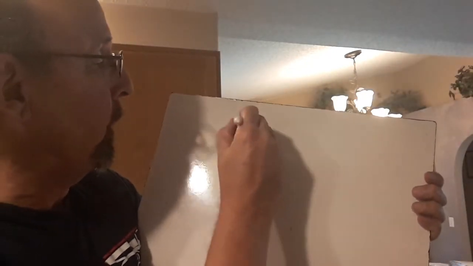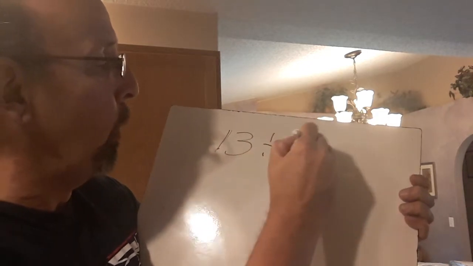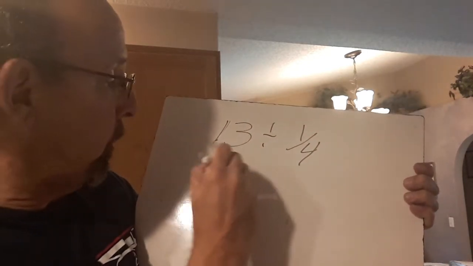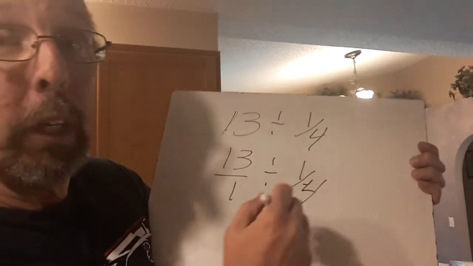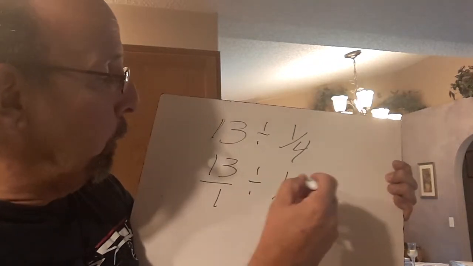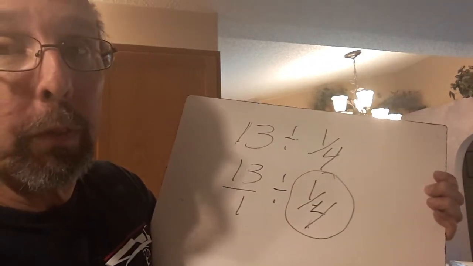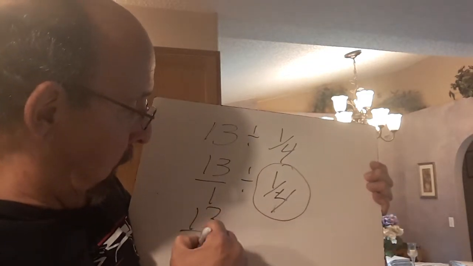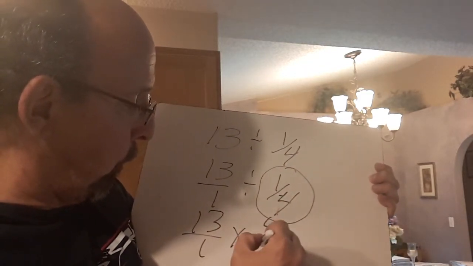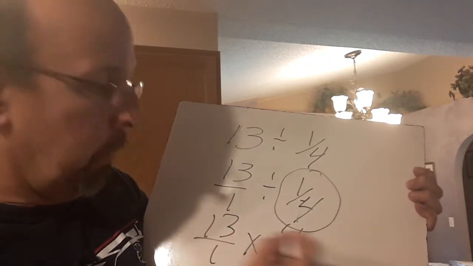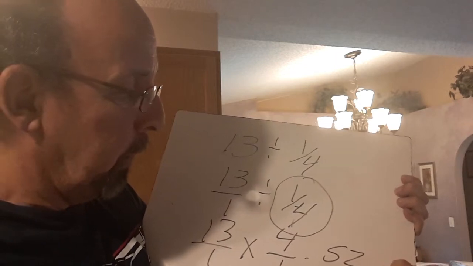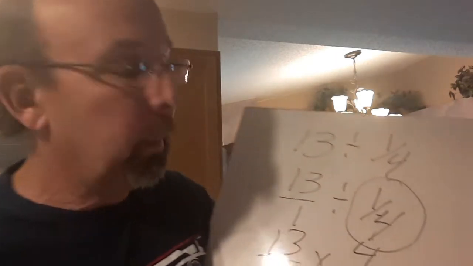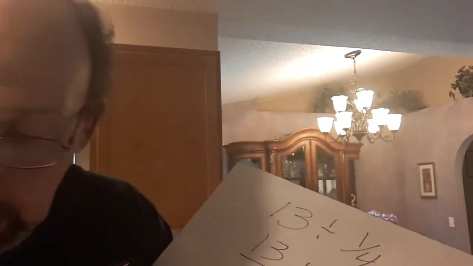Remember division of fractions? Say I have 13 divided by 1/4. That's 13 over 1 divided by 1/4. Then you invert and multiply. You only invert this number, and you always invert that number. 13 over 1 times 4 over 1. All right? And you end up with 52 over 1, which equals 52, right? So that's how you do those. Quick review.